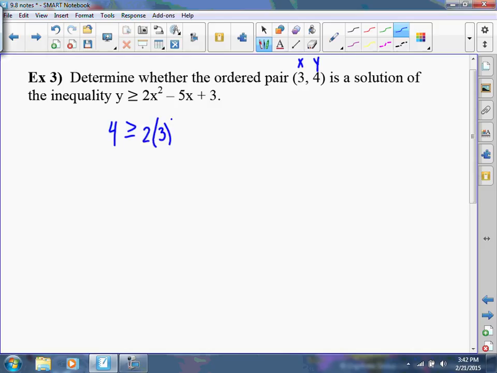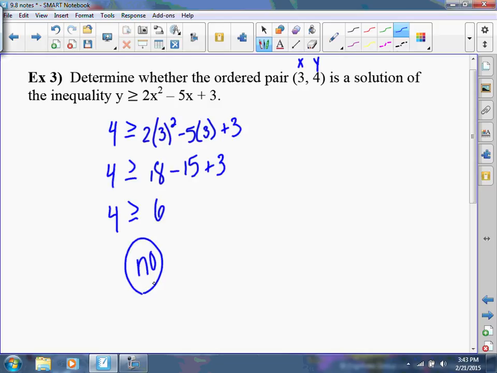So 3 squared minus 5 times 3 plus 3. Then I'm going to simplify the right side of the inequality and see if it is a true statement when I get all the way done. So 3 squared is 9, and 9 times 2 is 18. 5 times 3 is 15, and then plus 3. So that's all going to reduce down to 6. So 4 is greater than or equal to 6. No, that's not a true statement.